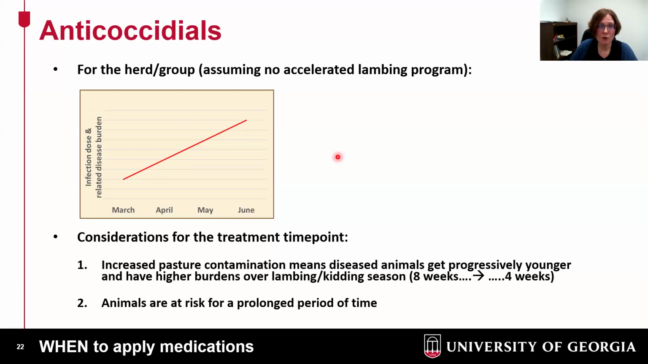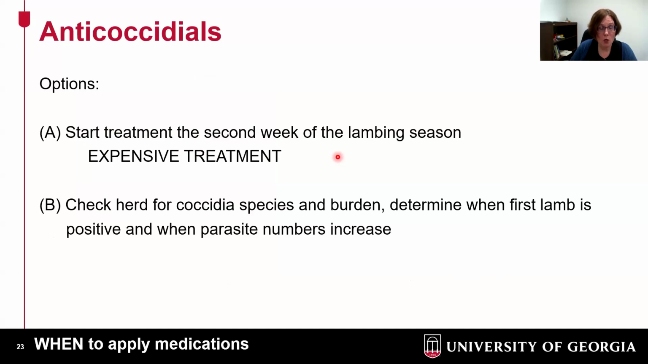So what are our options for the herd setting, as we don't know when the animals are infected before they start shedding oocyst? So one option would be to start treatment the second week of the lambing season, because this is where we want to avoid the first lambs to start shedding parasites, and then keep it up through the whole season. This is a valid scenario. You can do that. It's just somewhat expensive to have the feed additives mixed in the whole time.